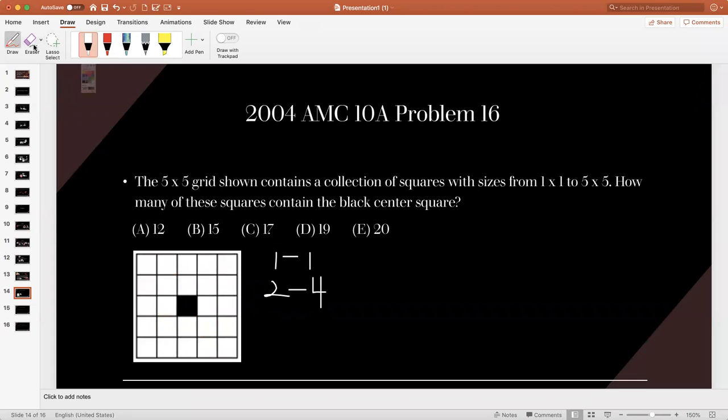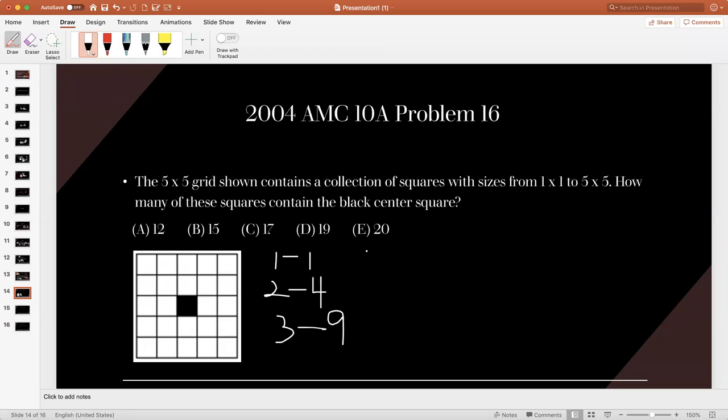Now we move on to 3 by 3 squares. All 3 by 3 squares work in this situation and include the center square, because there's only so much space in a 5 by 5 square. If we have a 3 by 3 square, it's going to contain the center. So all 3 by 3 squares actually work, and we have a total of 9 squares in this situation.